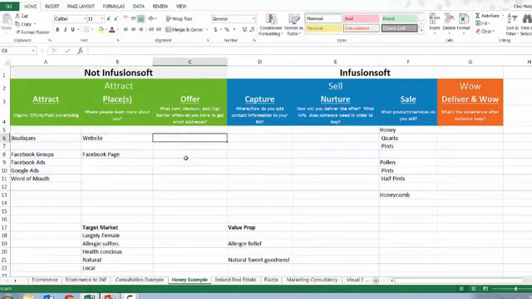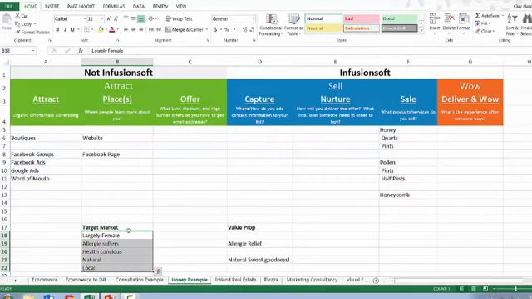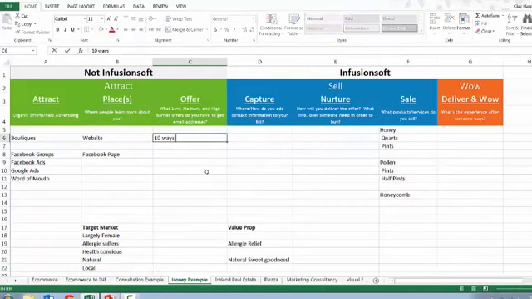So when people come to my website, what am I going to offer them? Well, right now I don't do all that much. Well, what should I be doing? If we look at our target market, we are able to come up with some great offers. We could say, 10 ways honey helps with allergies.